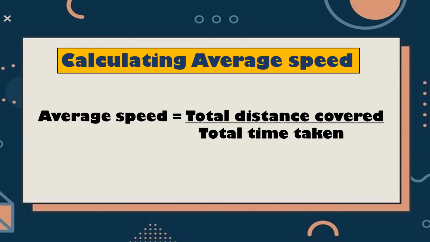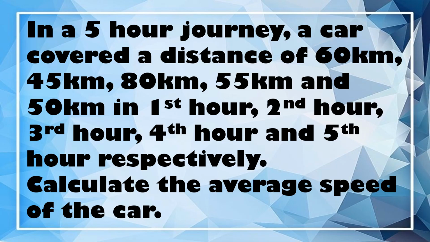Let us solve a question in order to understand how the average speed is calculated in case of non-uniform motion of an object. In a 5-hour journey, a car covered a distance of 60 kilometers, 45 kilometers, 80 kilometers, 55 kilometers and 50 kilometers in first hour, second hour, third hour, fourth hour and fifth hour respectively. Calculate the average speed of the car.